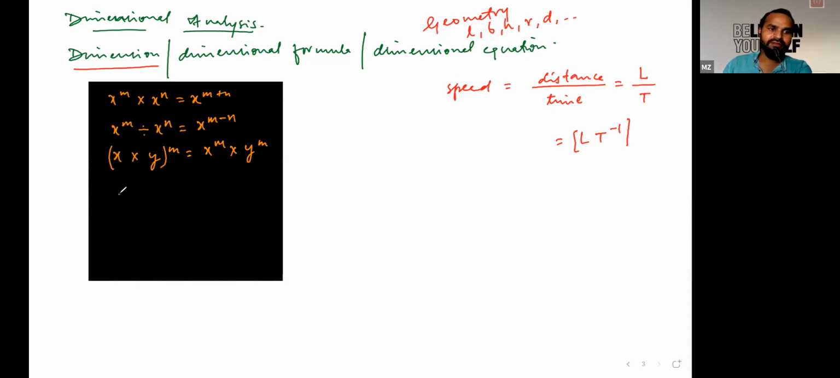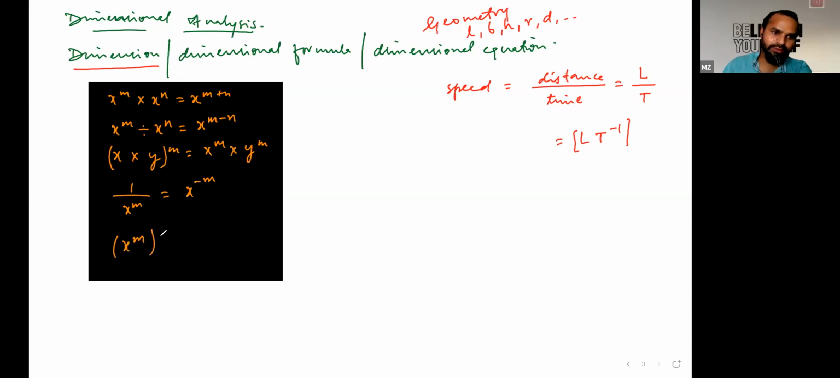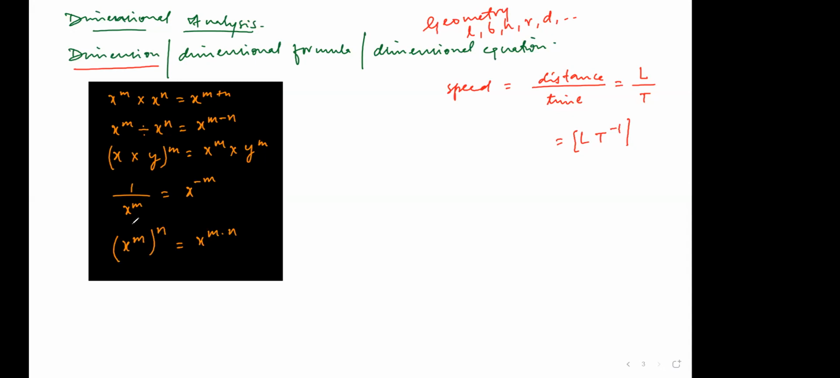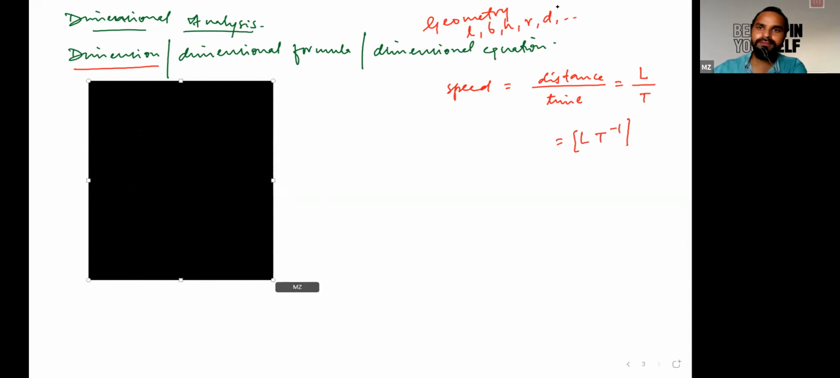Suppose we have x raised to the power n, or minus n, let's say 1 over x to the power n. If you bring this term to the numerator, its exponent becomes minus n. Now, if you have x raised to the power n and whole to the power further n, the powers get multiplied. So these are certain exponential laws which we will use in this whole dimension topic.